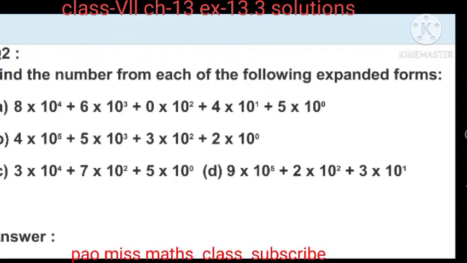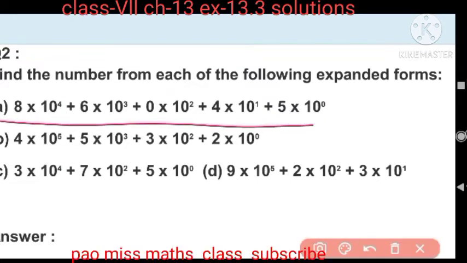Second question is given, find the number from each of the following expanded form. So here the questions are written in the expanded form and we have to write the number, isn't it? We have to find the number. So it is very simple.